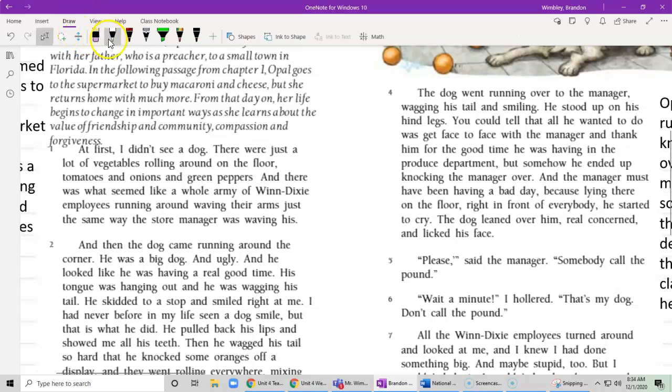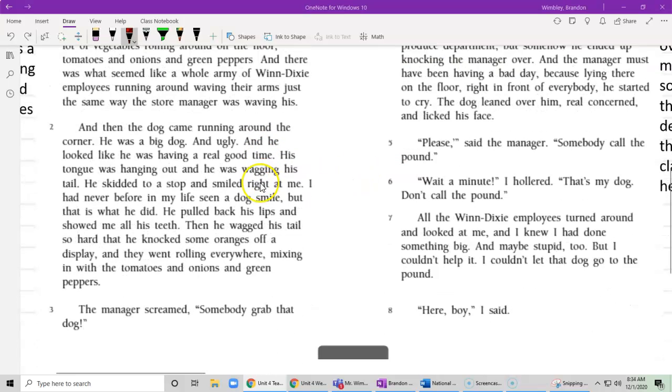So, nowhere in there does it say the dog caused it. In fact, all it says right here is, I didn't see a dog. But we made that inference because she's saying at first she didn't see it, and she's noticing this giant mess. So now, let's head on to paragraph 2.